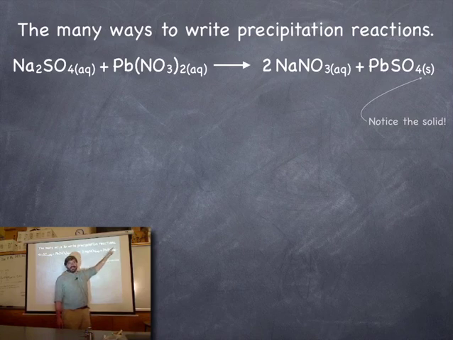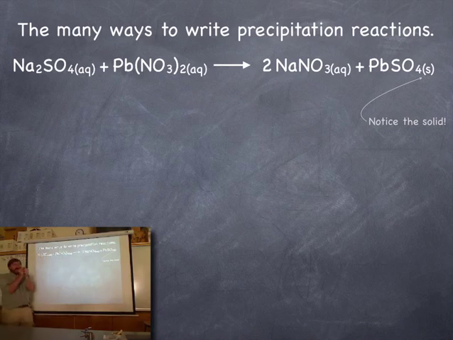It is a solid, it is insoluble, does not dissolve in water, sticks together, and would form a solid that would literally fall to the bottom of the container. Okay, it's going to clump together in little solid particles and sink to the bottom of the container. It's going to be our precipitate.